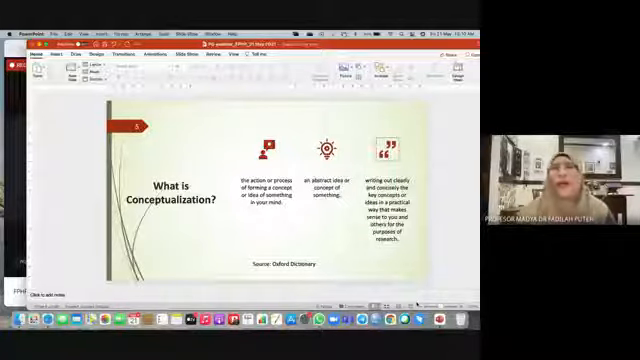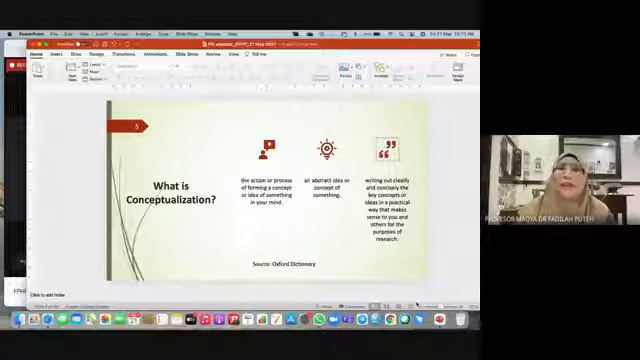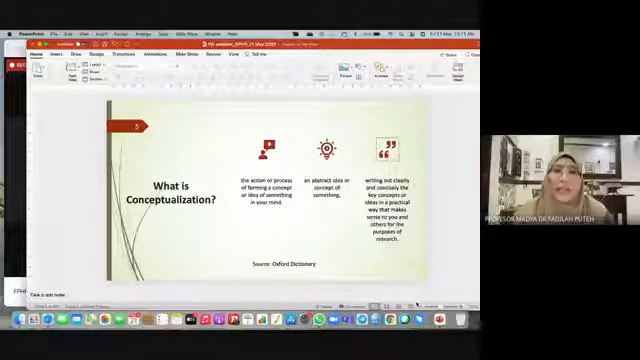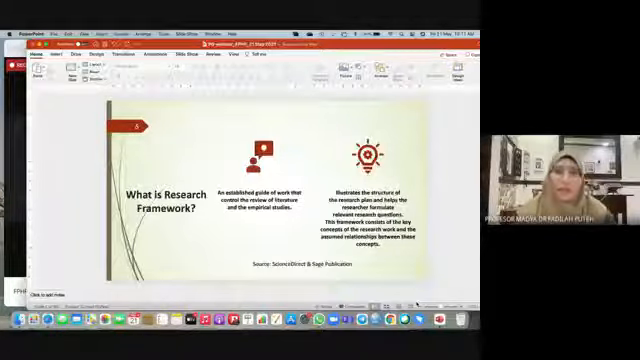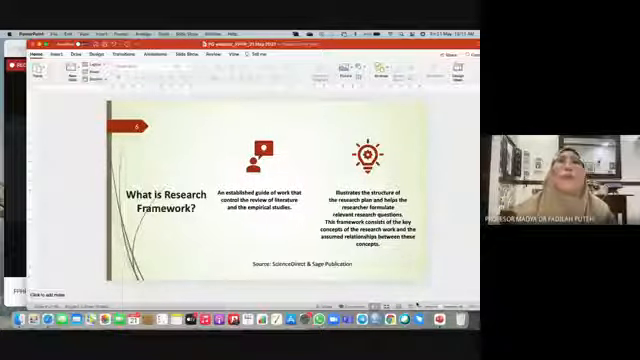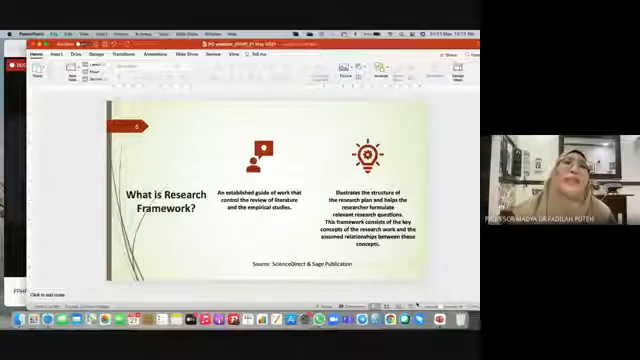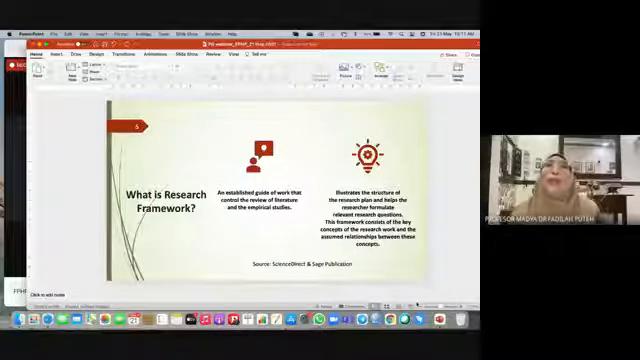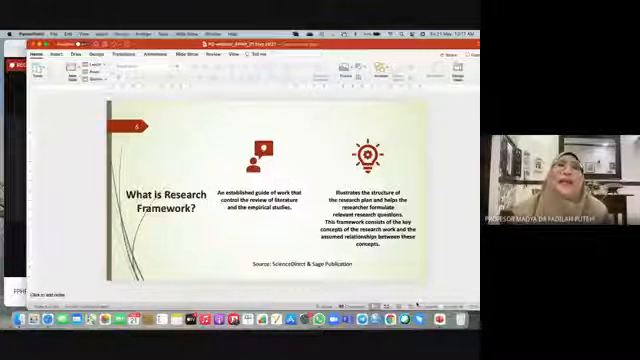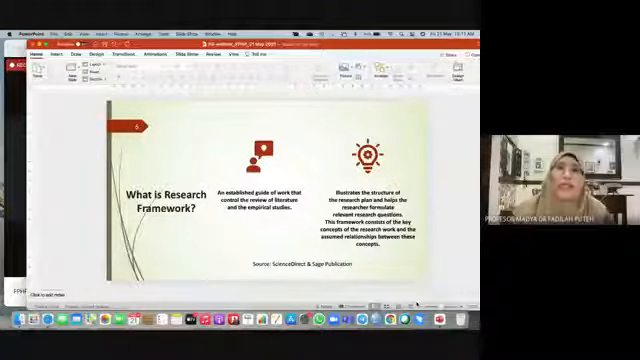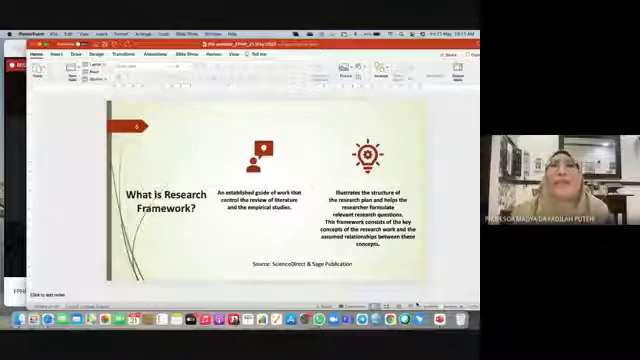So I'm giving you a very brief and direct-to-the-point definition of conceptualization. And this is taken from the Oxford Dictionary. And on the other hand, some of you also may be very familiar with the term research framework. So what does research framework mean? Research framework is an established guide of work that controls the review of literature and the empirical studies.